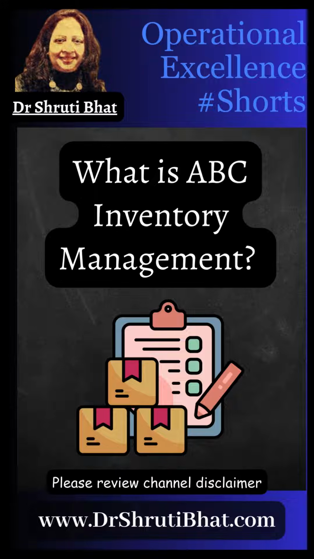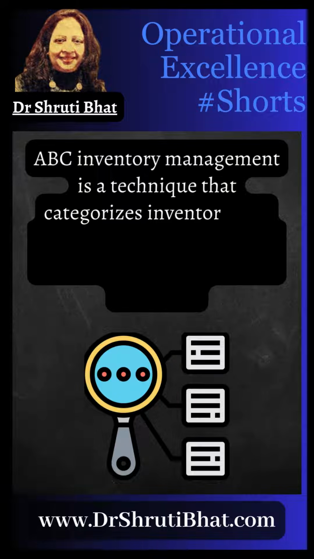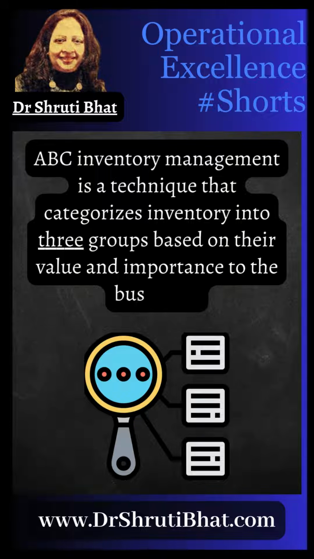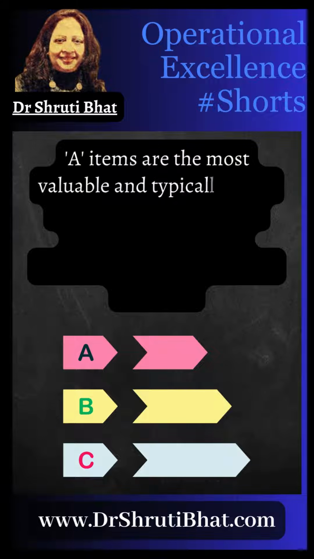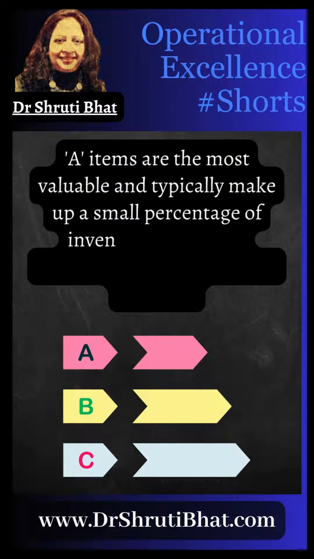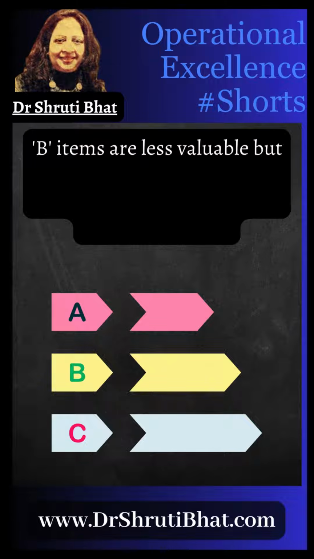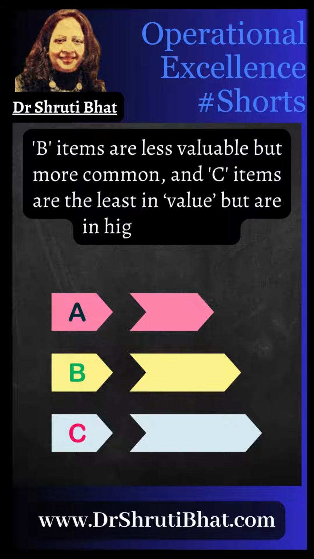What is ABC inventory management? ABC inventory management is a technique that categorizes inventory into 3 groups based on their value and importance to the business. A items are the most valuable and typically make up a small percentage of inventory but a large percentage of the business's revenue. B items are less valuable but more common, and C items are the least in value but are in high numbers.